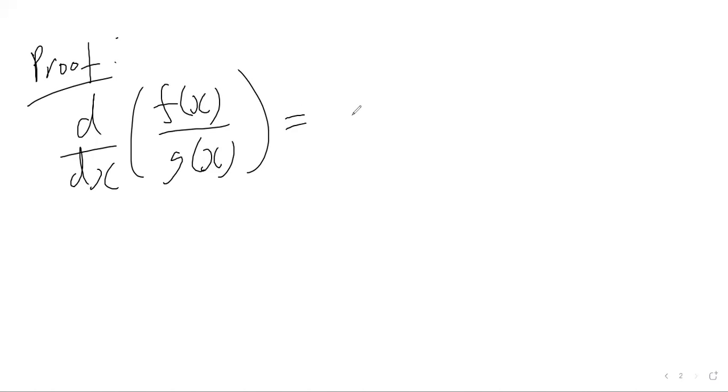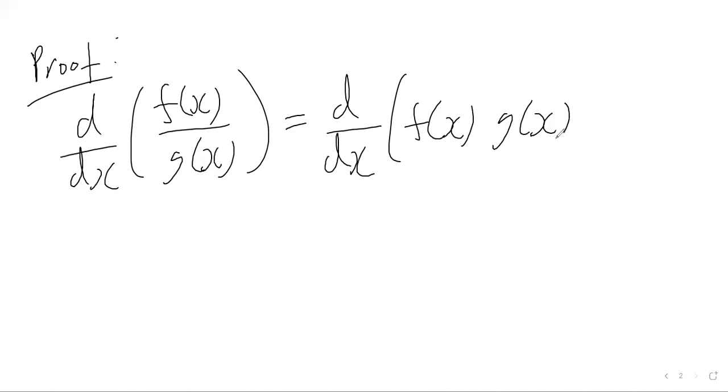So what I'm going to do is just rewrite this. We've got d by dx of f of x times g of x to the power of -1, because obviously 1 over g of x is the same as g of x to the power -1. It's important to note that this is not the inverse of g of x. It is literally g of x to the power of -1. And what we've got here are two functions multiplied by each other, so we can just use the product rule.